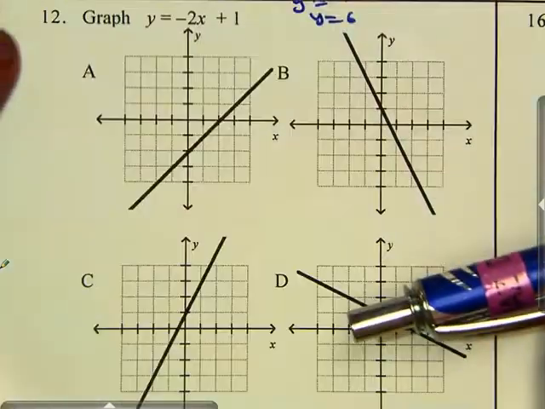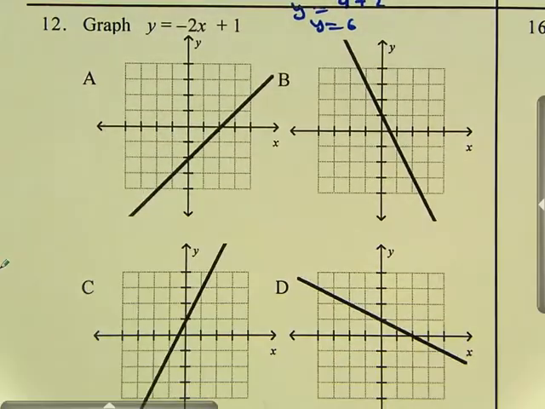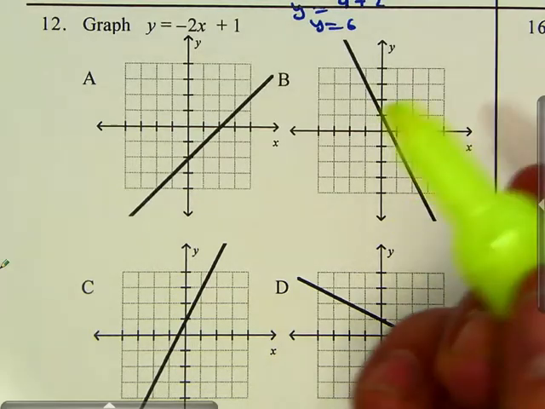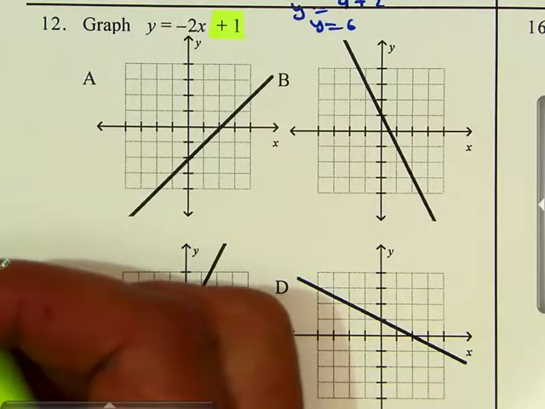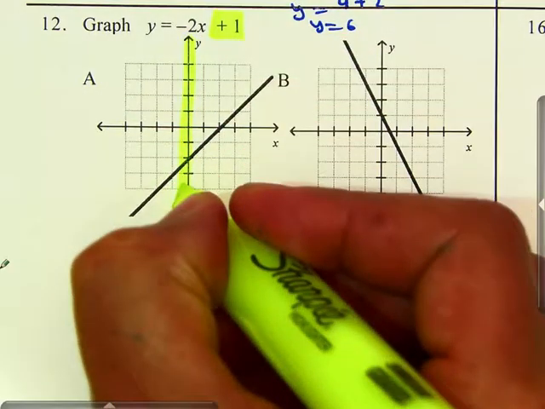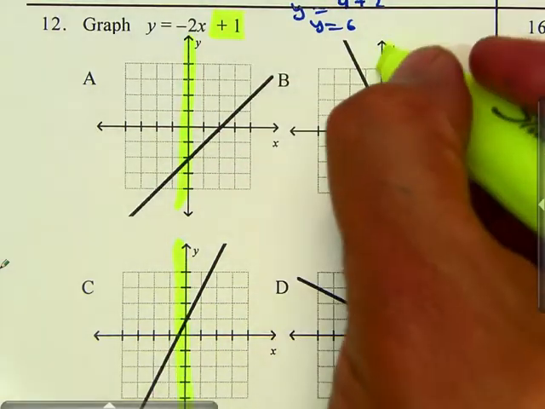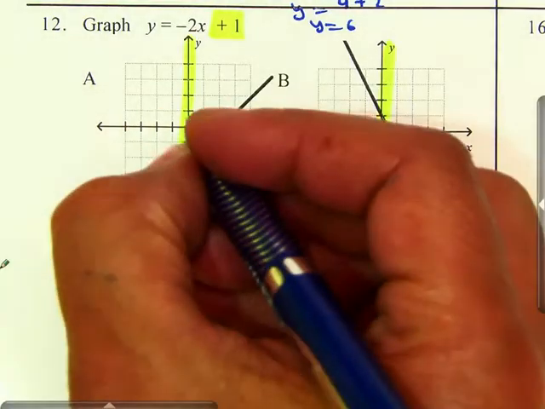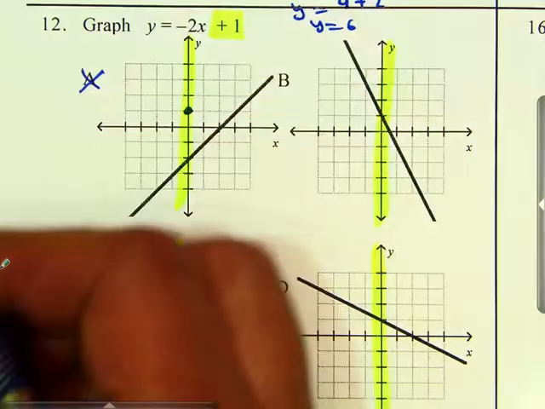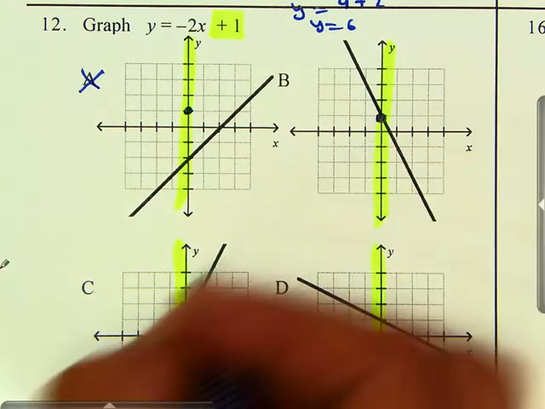And the last one that we are working on together today is problem number 12. 12 is an easier problem because they give you a graph. So you want to make sure that you use your highlighter and your red pen. I'm going to highlight my y-intercept. That's where it crosses the y-axis on the graph. My y-intercept is 1, so I know A is not an answer. My y-intercept is 1, so that's fine.